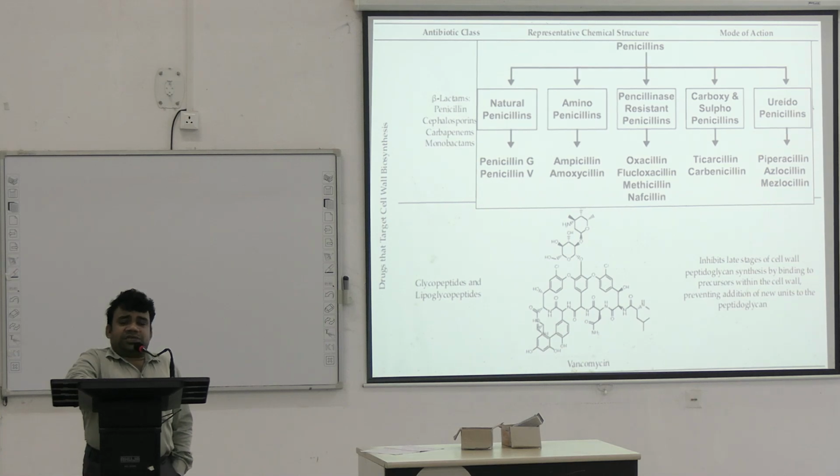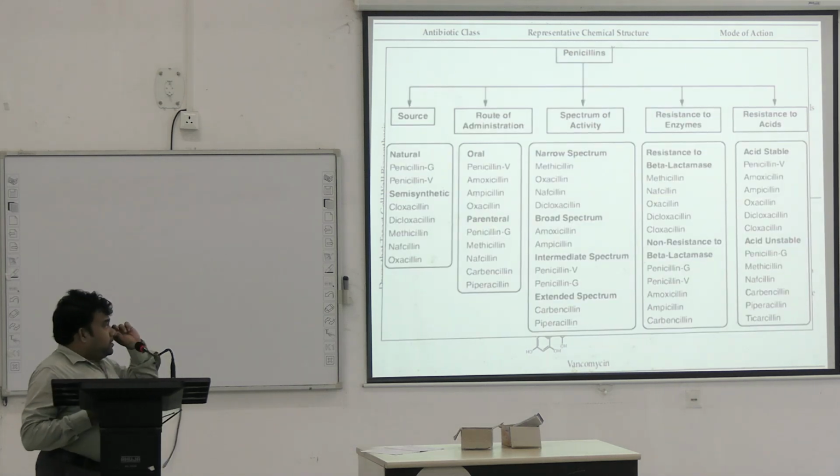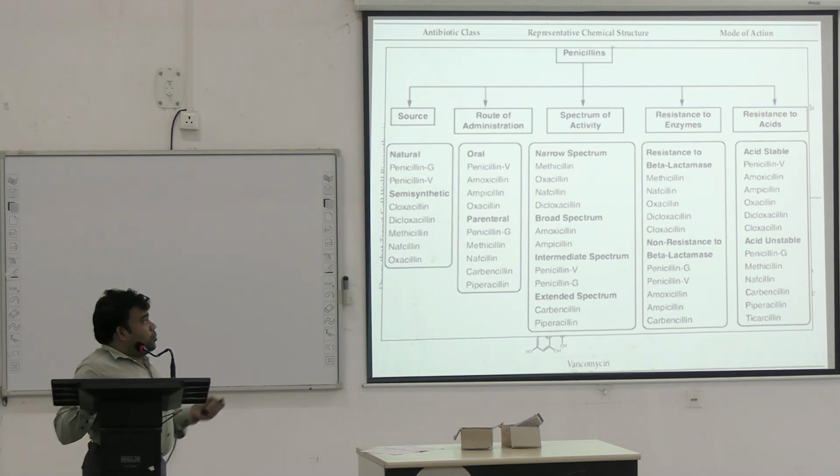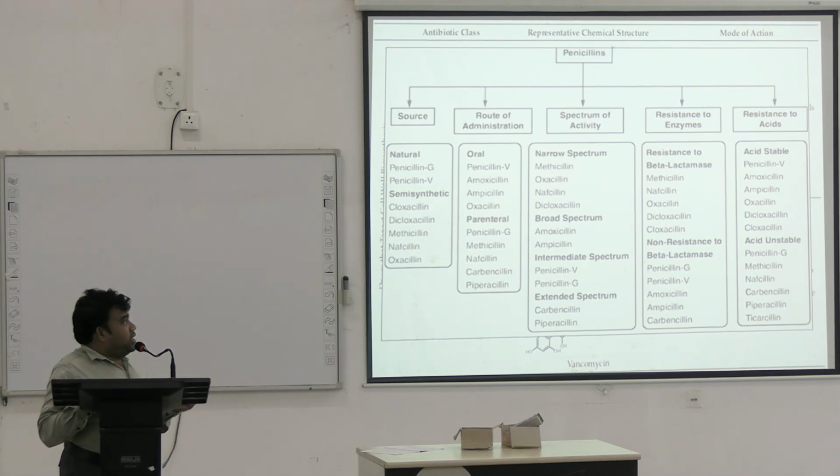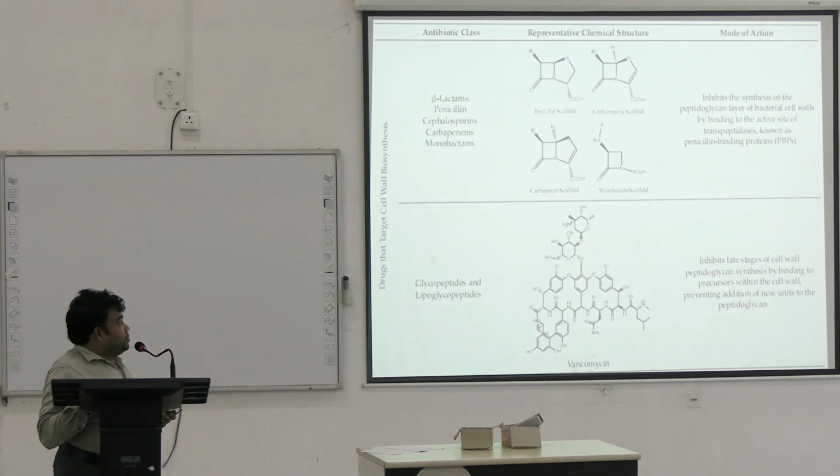Then it was found out the resistance was due to modification of the beta-lactam ring. Hence, this particular strain, also called methicillin-resistant Staphylococcus aureus, renders all beta-lactam antibiotics ineffective. Now, if we look at the next group of classification, this is how penicillin can also be classified based on the source, the spectrum of activity, the resistance to enzymes, and resistance to acids.